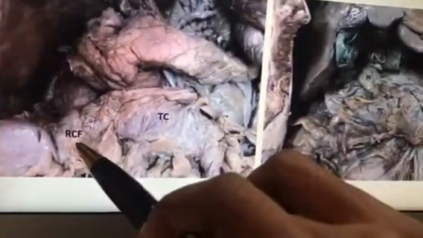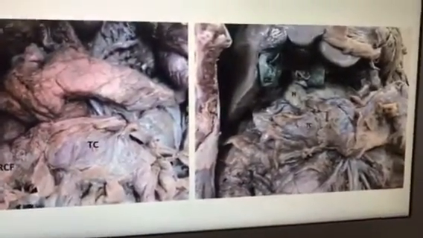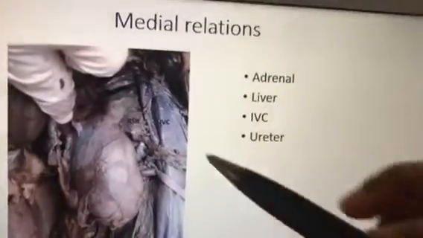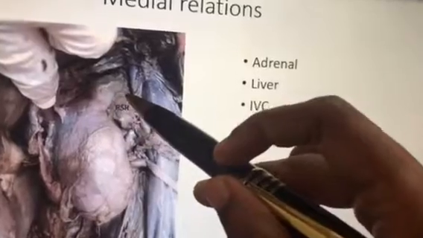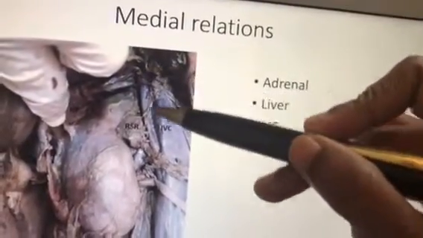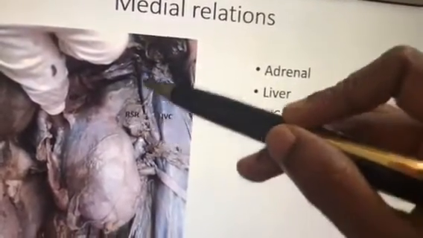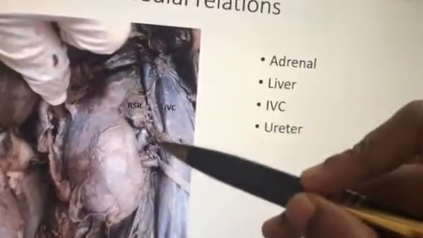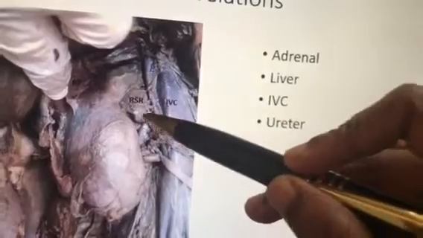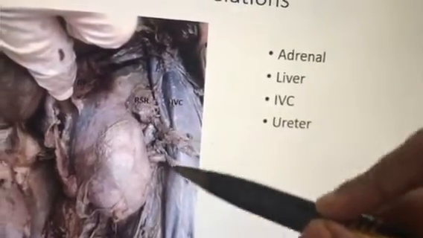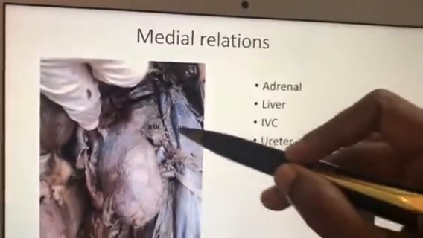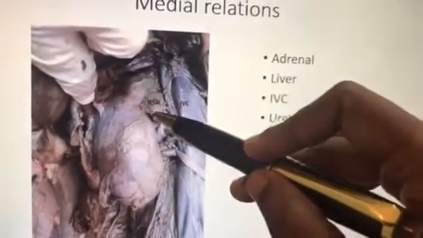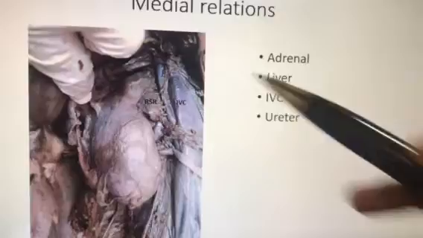You can see nicely the right colic flexure. And now we are moving to the left kidney. Okay, this is the medial relations I showed. Liver is there, IVC is there, and right suprarenal. So at least these three things you have to write for the medial aspect. You can see the adrenal, liver, IVC, and the ureter. At least keep this picture in mind. This is for the medial relations of the kidney. Don't write the suprarenal in the upper pole, okay, it comes in the medial side.